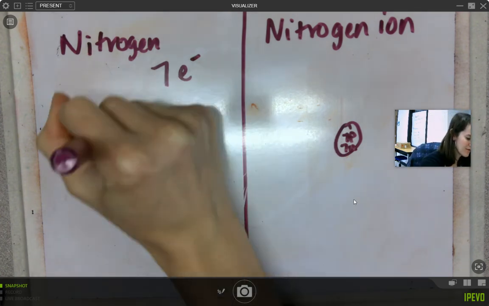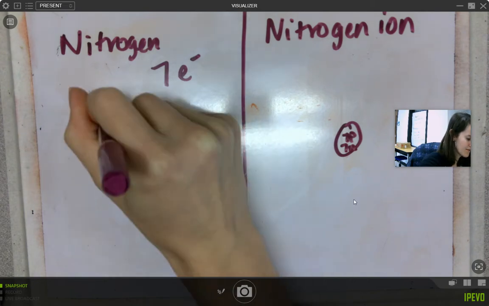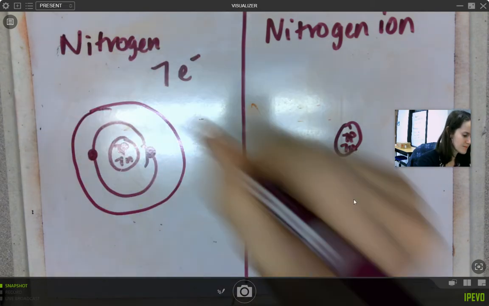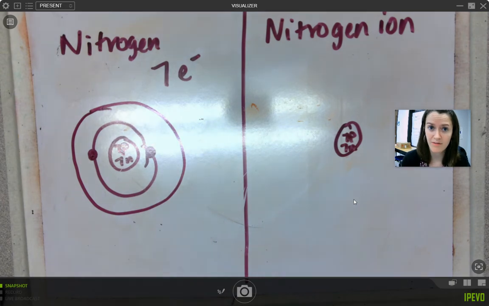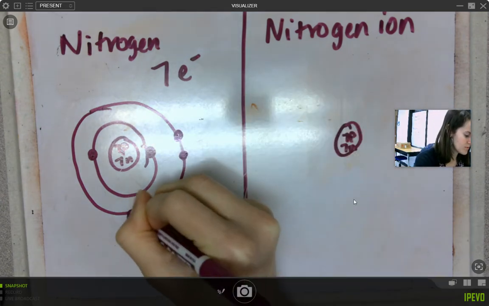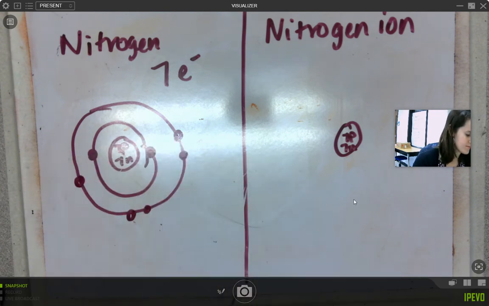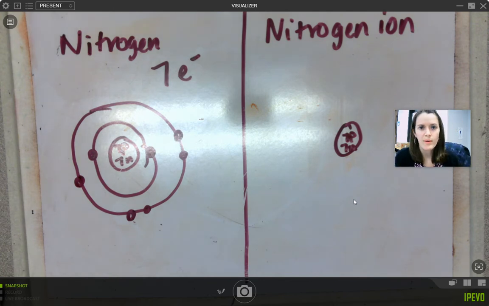Remember, how many does the first level hold? 2. Second level. So now I have 5 left because I had to do 7. So I'll just do 2, 4, 5. So that one's finished. So based on what we just said about the valence electrons, they tend to want to get this outside shell full. What do you think will happen with this?